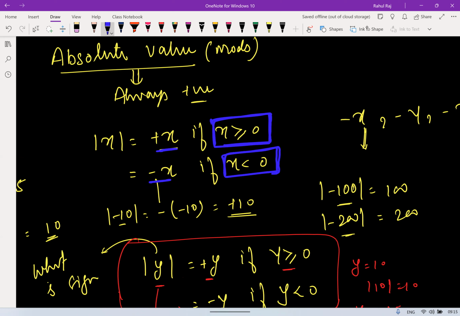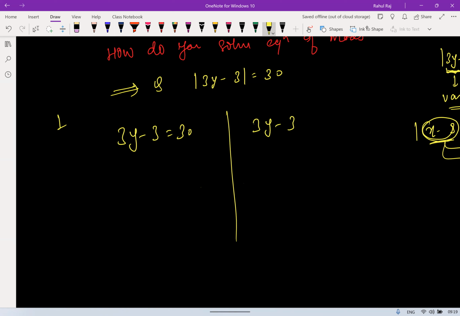Your job is case one, but always take two cases because you are solving a mod equation. If a variable is inside mod, there should be two cases for sure. So case one is just put 3y minus 3 is equal to 30. Case two is 3y minus 3 is equal to negative 30. That's it. Now solve it. You will have two values. Here you will have y is equal to 11. Here you will have y is equal to negative 9.